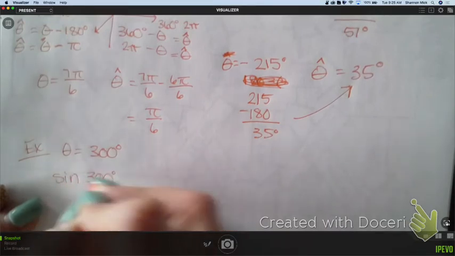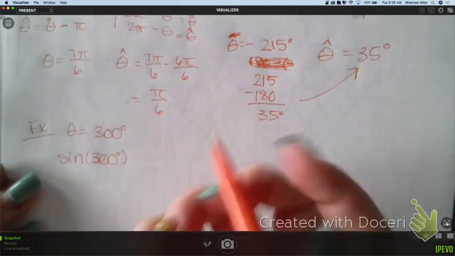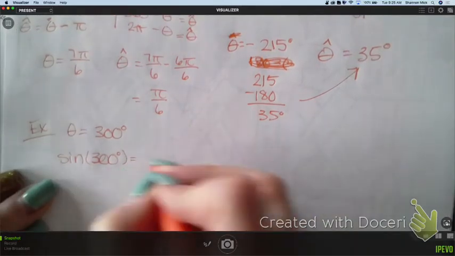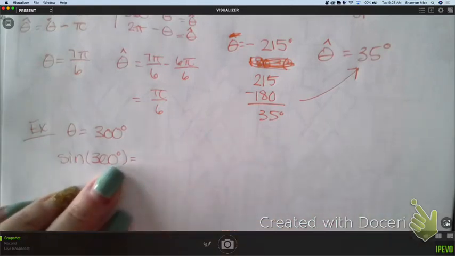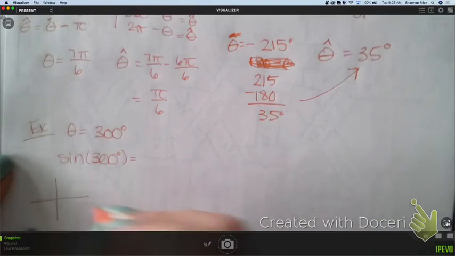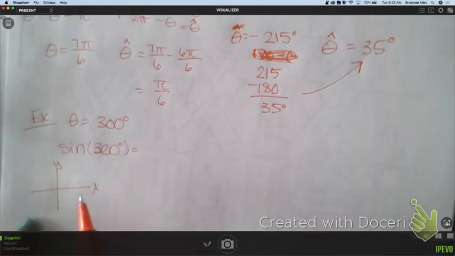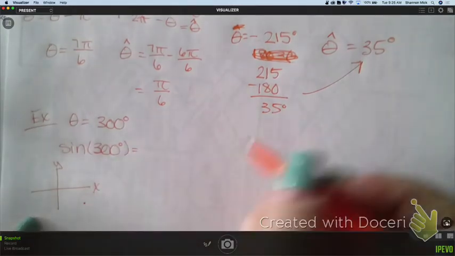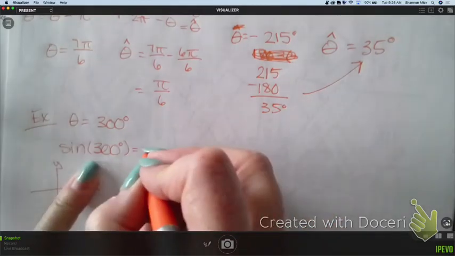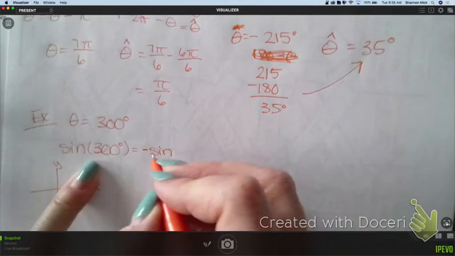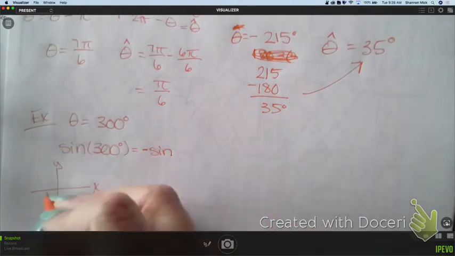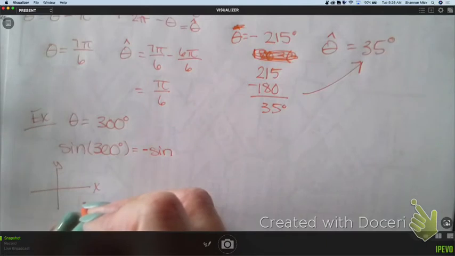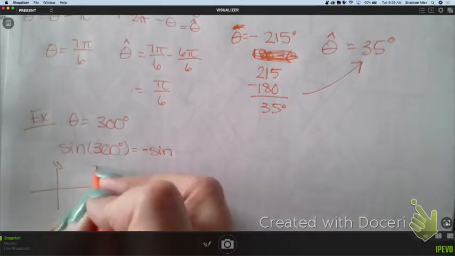This is like the worksheet that we did. So the sine of 300 degrees is equal to, well, what quadrant is 300 in? The fourth. Is sine positive or negative there? Negative. Can you draw that thing for me? I'm just going to do that because sine is y, right? And it's down here, so it'd be negative. So it's negative the sine of the reference angle, 60. How'd you figure out 60? 360 minus 300.